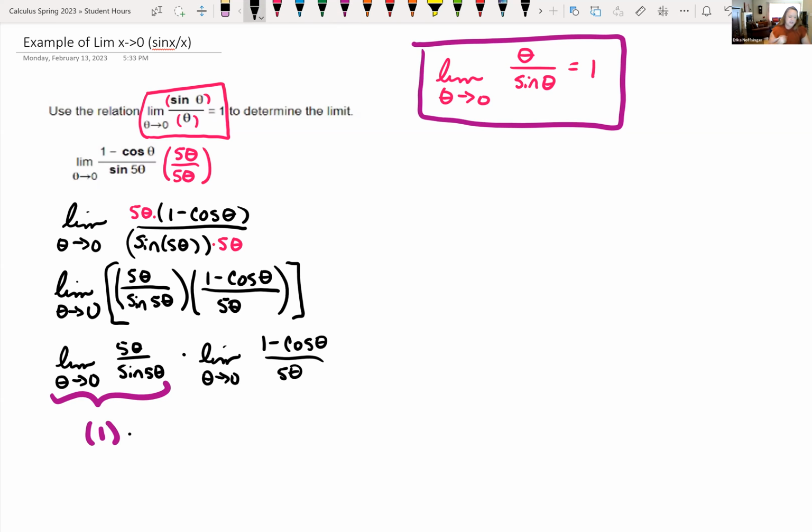Times, again, let's go back and do direct substitution for this second limit. If we plug in 0 wherever we see a theta, we have 1 minus cosine of 0 all over 5 times 0.